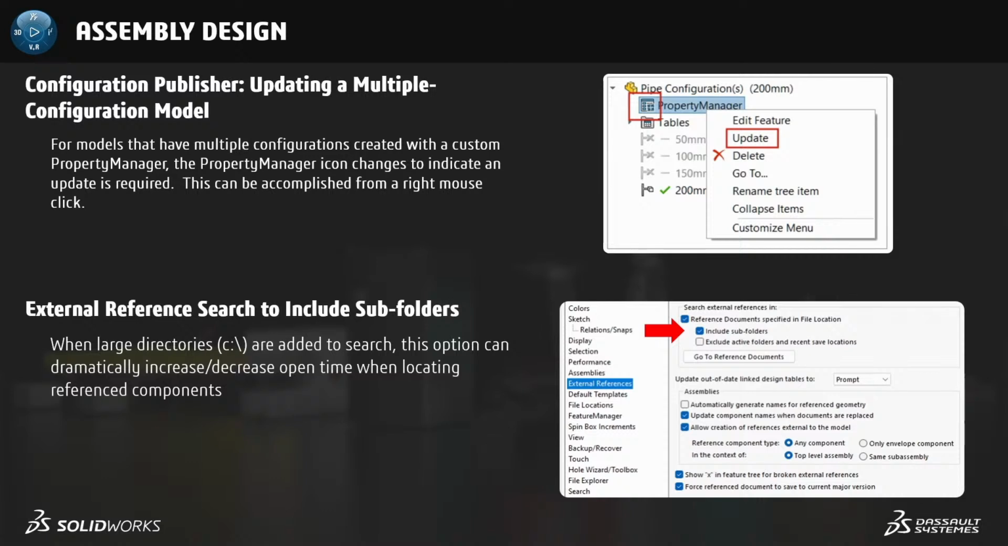And then lastly, with the external references area in your system options, you now have the option to include subfolders automatically when looking for external references. And this can, if you have a really large directory, i.e. like you just go ahead and choose your top level directory, it can really increase your open time because it will have to go through all of those directories. However, this can really enhance your performance if you just have small levels of searching for it to go through and make sure that all of your components are included.